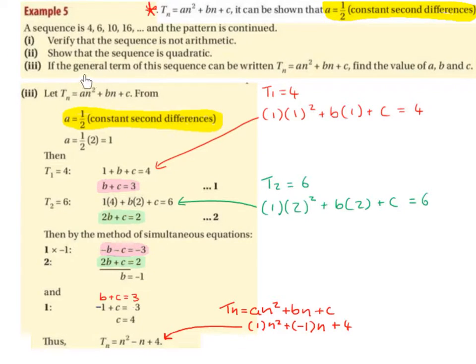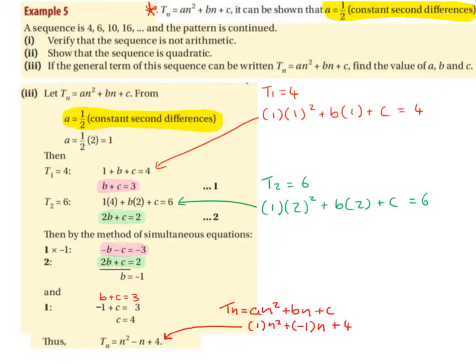Part 3. If the general term of this sequence can be written as Tn equals an squared plus bn plus c, find the value of a, b and c. The a from our formula, the an squared part, is going to be equal to half the constant second difference. We got the constant second difference to be 2, so a is going to be half of 2, and half of 2 is 1. So a is equal to 1.